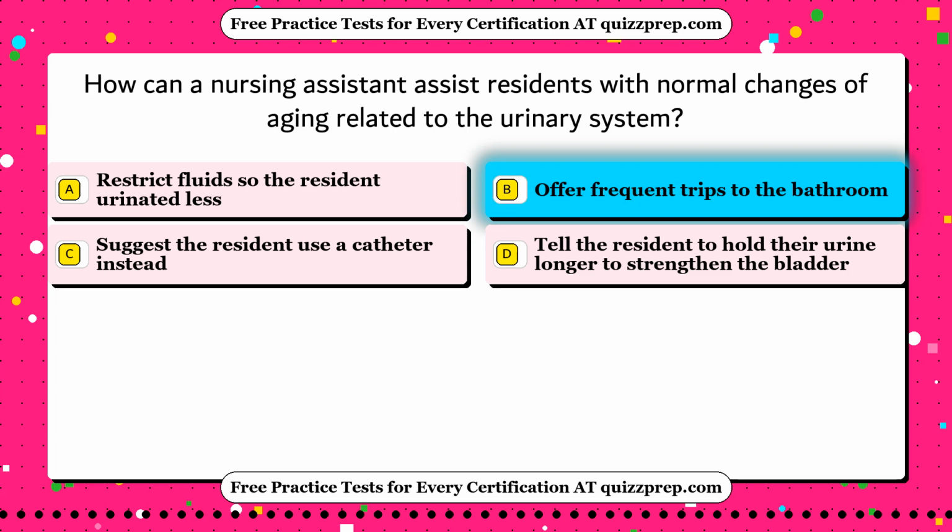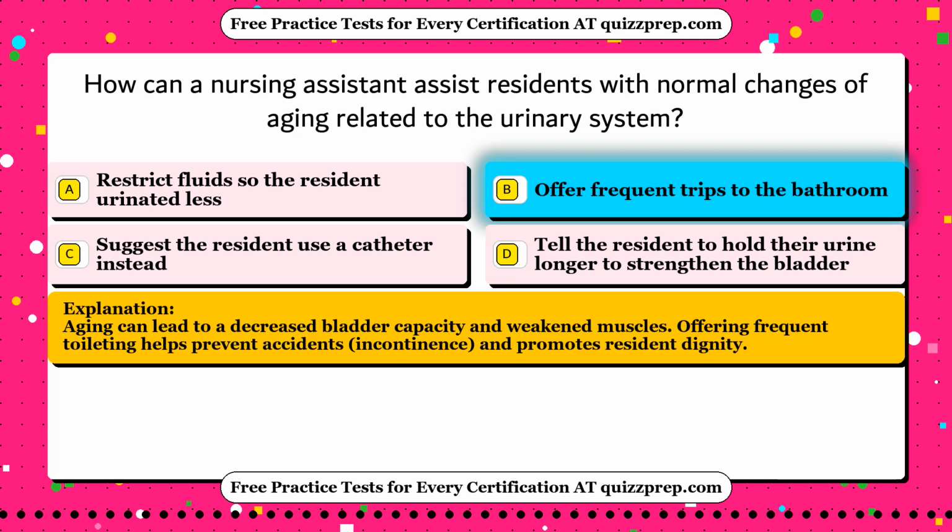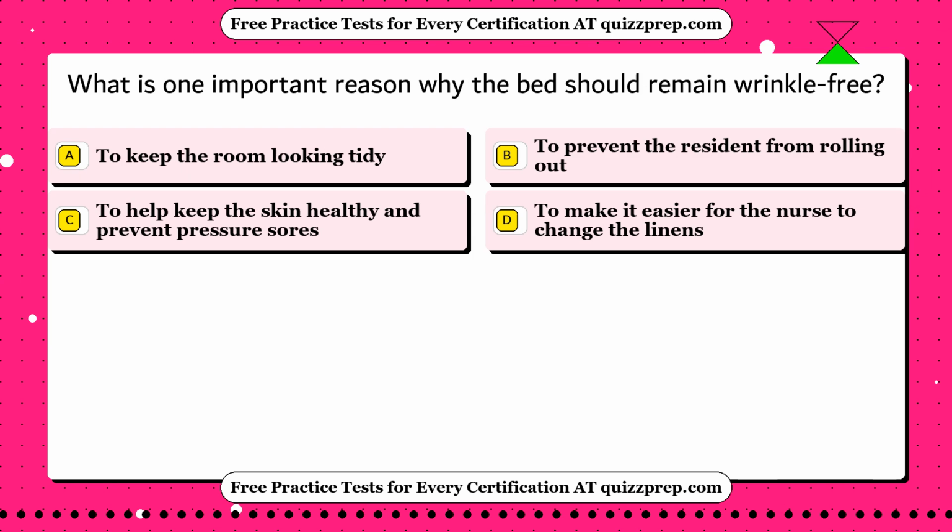The correct answer is option B. Offer frequent trips to the bathroom. Aging can lead to a decreased bladder capacity and weakened muscles. Offering frequent toileting helps prevent accidents, incontinence, and promotes resident dignity. Question 19. What is one important reason why the bed should remain wrinkle-free?